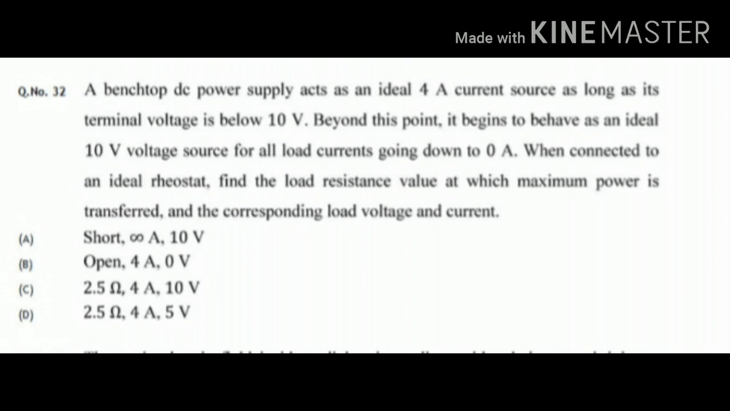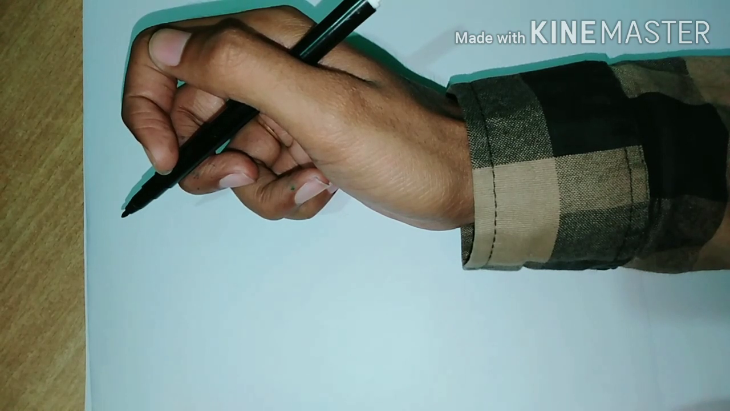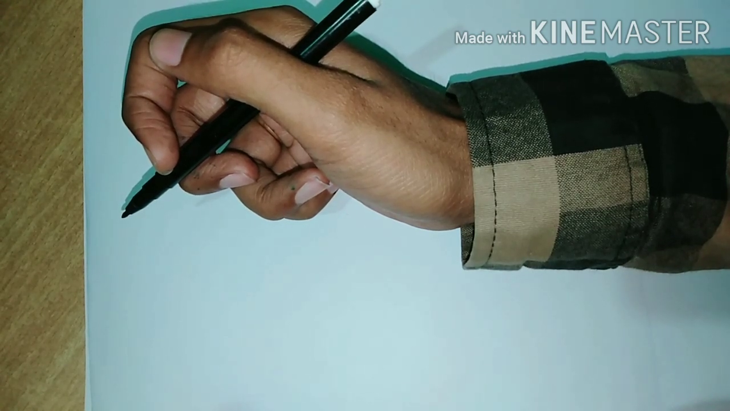A bench-top DC power supply acts as an ideal 4 ampere current source as long as its terminal voltage is below 10 volt. Beyond this point, it begins to behave as an ideal 10 volt voltage source for all load currents going down to 0 ampere. When connected to an ideal resistor, find the load resistance value at which maximum power is transferred, and the corresponding load voltage and current. So indirectly it says that it's a solar panel.